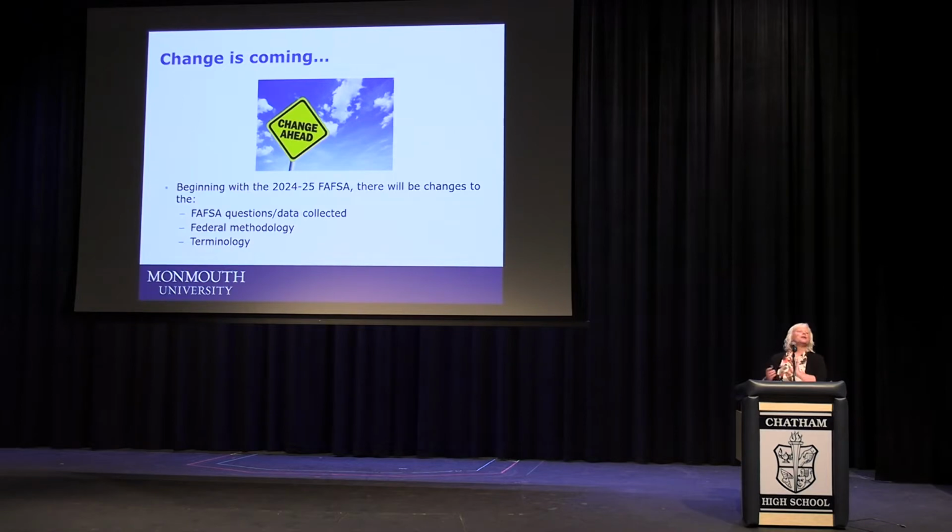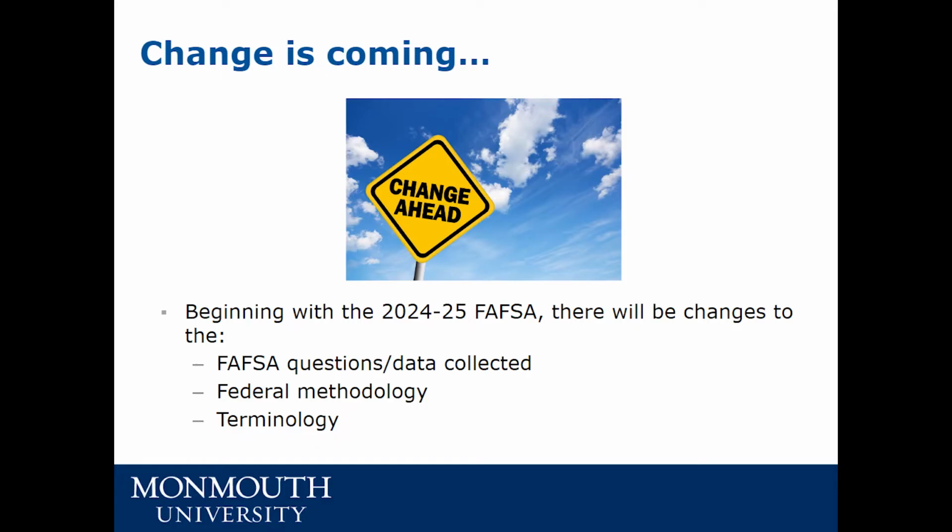So, before we even get started, I do want to let you know that there is change coming in the future. This is part of the reason why I was asking for the breakdown of seniors to juniors. So, there are changes coming with the 24-25 FAFSA. So that's not the one we're talking about tonight, it's the following year. But it means for my junior families, it's your first one. And for my senior families, it's the second one you'll be completing.